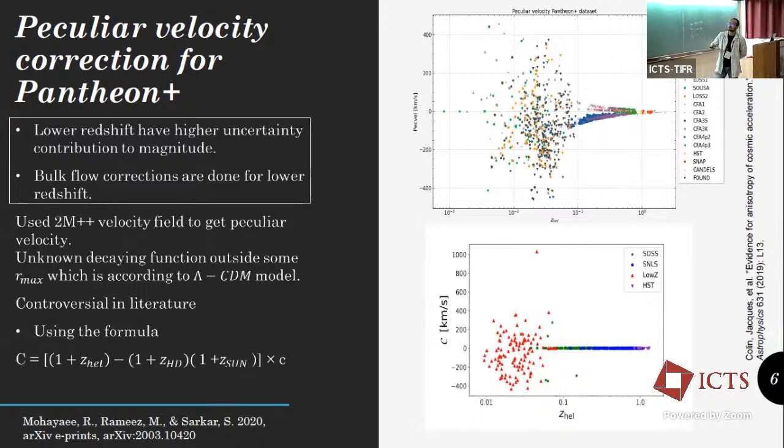The y-axis here corresponds to the value which is the redshift in the heliocentric frame minus the Hubble diagram redshift, or basically the redshift in the cosmic microwave background frame, and this is the redshift for the Sun moving in the Milky Way. This figure has been taken from Carr et al, and this has been plotted for Pantheon Plus.